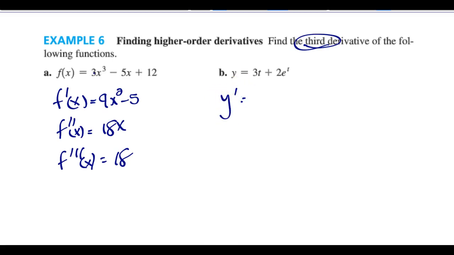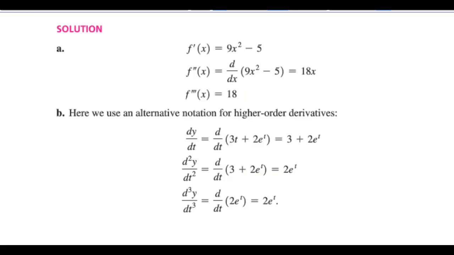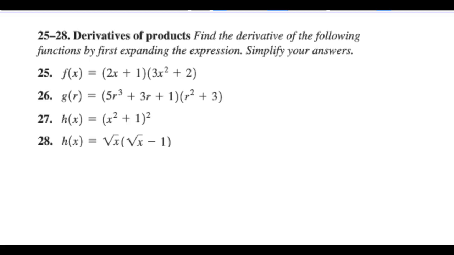So the first derivative here is 3 plus 2e to the t. The second derivative, the constant goes to 0, so 2e to the t. And then the third derivative is also 2e to the t, and then you just keep going. And all good. The author has similar responses.